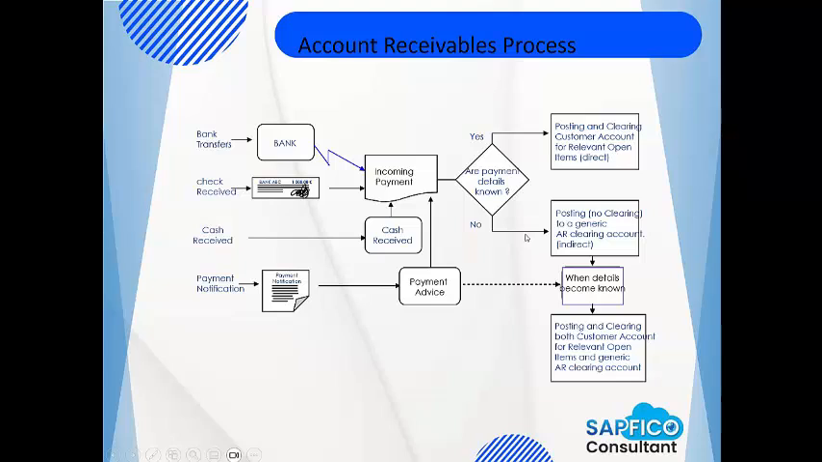If the payment details are not known, then we do a posting with no clearing to a generic AR clearing account, indirect. And when details become known, that means when the payment notification comes, when the payment advice comes, when we know the details, then we do a posting and clearing of both the customer account for the relevant open item and the generic AR clearing account. So this is the accounts receivable process.